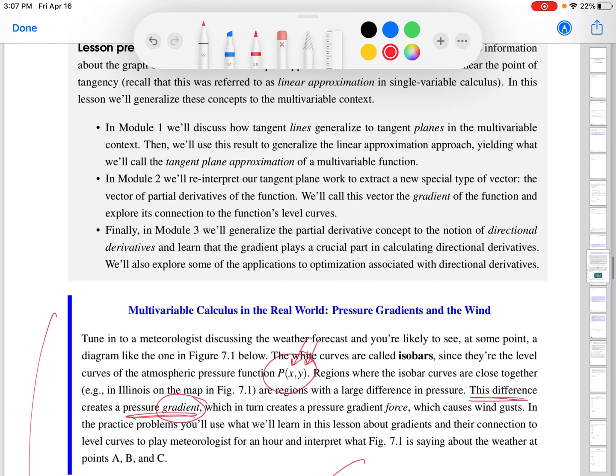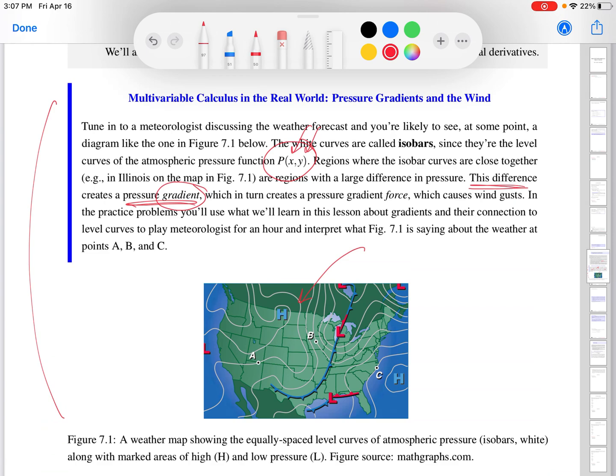So there's that word that I mentioned we will talk about in Module 2. And that pressure gradient in turn leads to a force, which causes wind gusts. That's what we feel as wind. So to a meteorologist who wants to, for example, forecast the risk of a tornado or study the movement of a hurricane, knowing something about the level curves of the pressure function and whether they are very close to each other, whether they are very far apart, tells you information about pressure changes and wind gusts down the road.